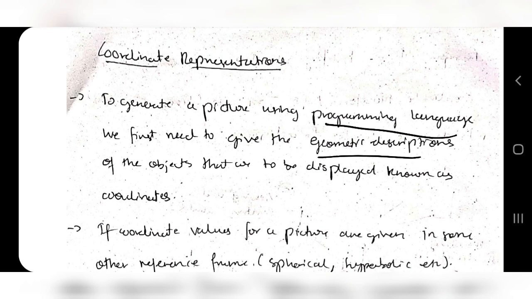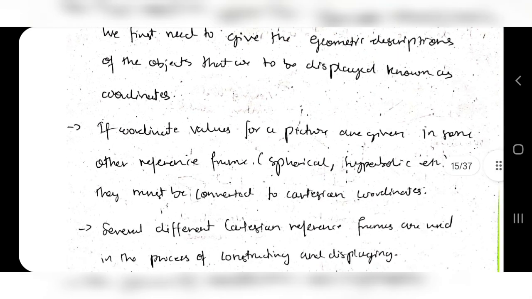For example, if I have to display an apple on the screen, at that time I have to show where the x coordinate, y coordinate, and z coordinate are present, right? Those are the coordinate representations that we have to first specify in the programming language.